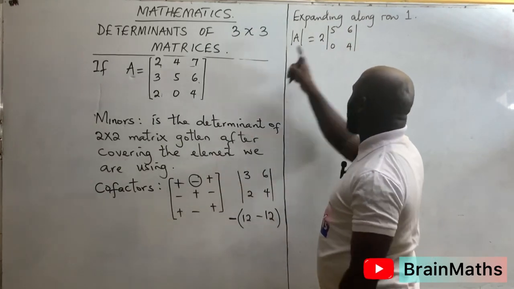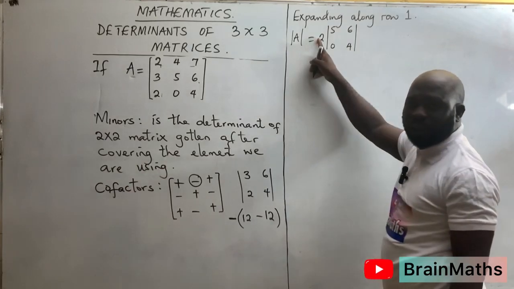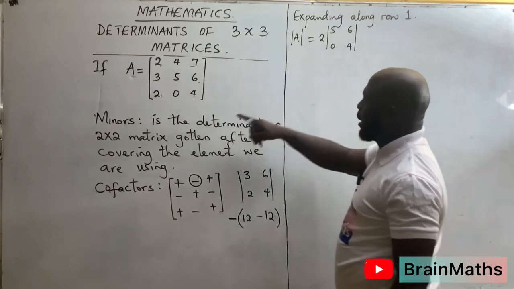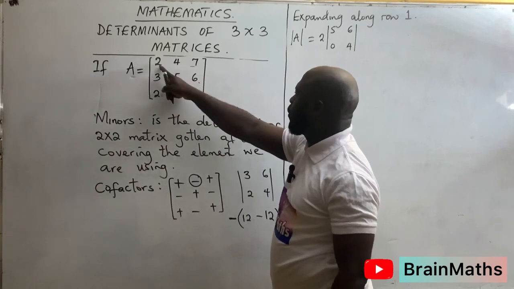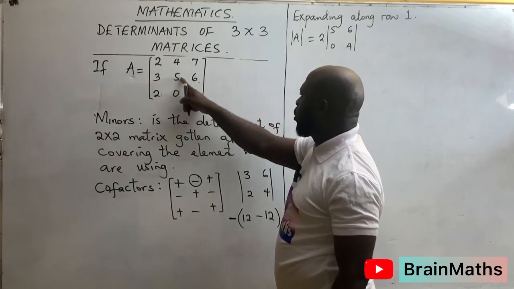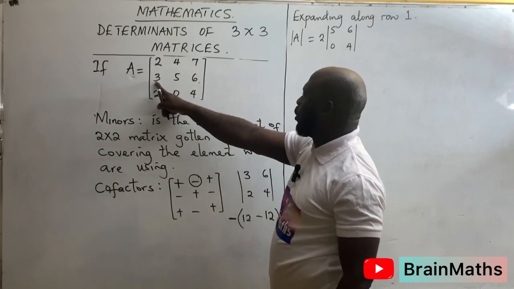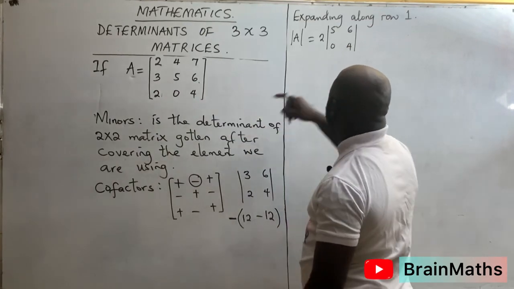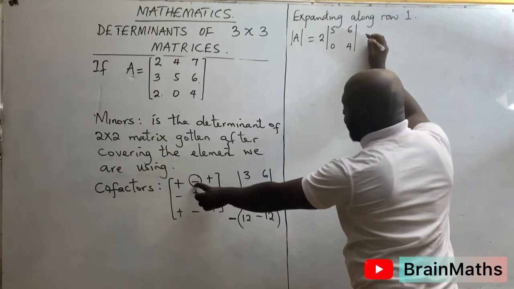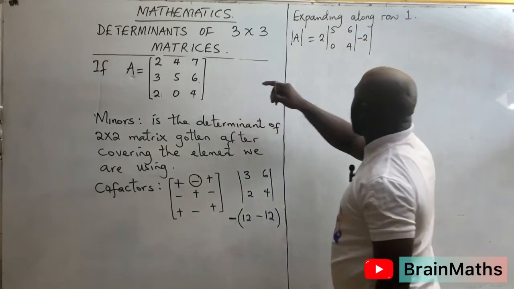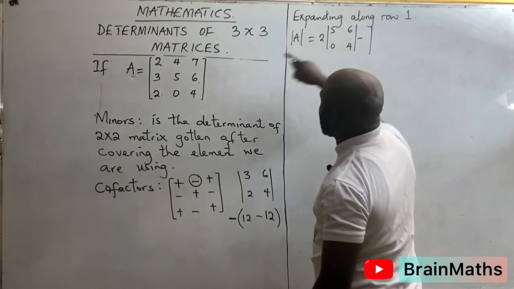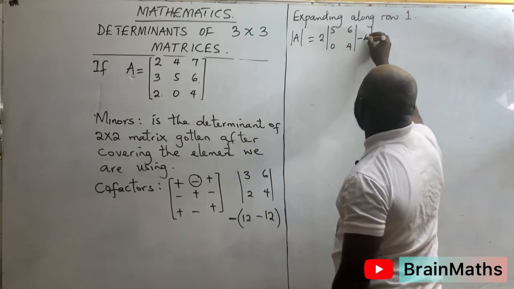This positive sign is here. We don't have to show it because it is positive. Then the next one is 4. We are covering 4. When you cover the row of 4 and the column of 4, we will be left with 3, 6, 0, and 2. So you write negative cofactor, minus 4 rather, since we are using that, minus 4.